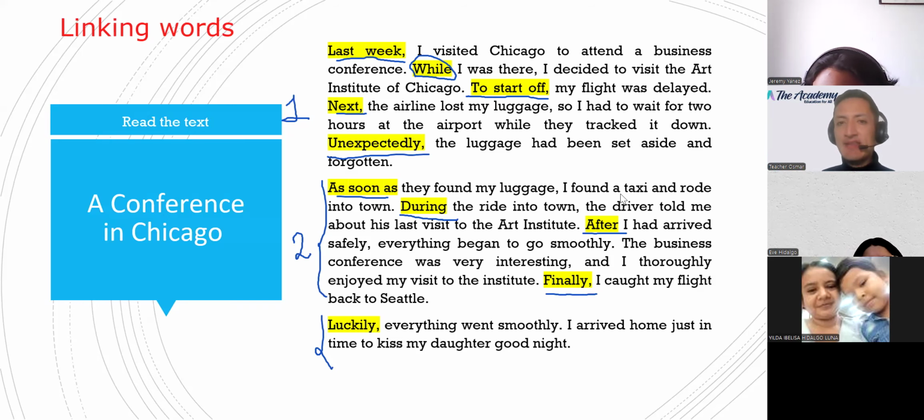Afortunadamente. Excellent. Luckily. Okay. Super. Eve, Gilda, and Jeremy, remember, these linking words, we use them to put the story in a good sequence. To put the events in the correct sequence, that's why we use the linking or sequencing words.